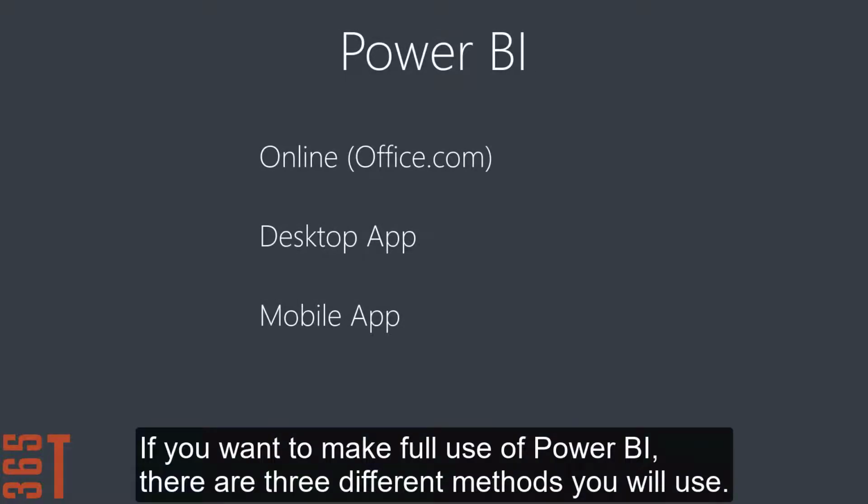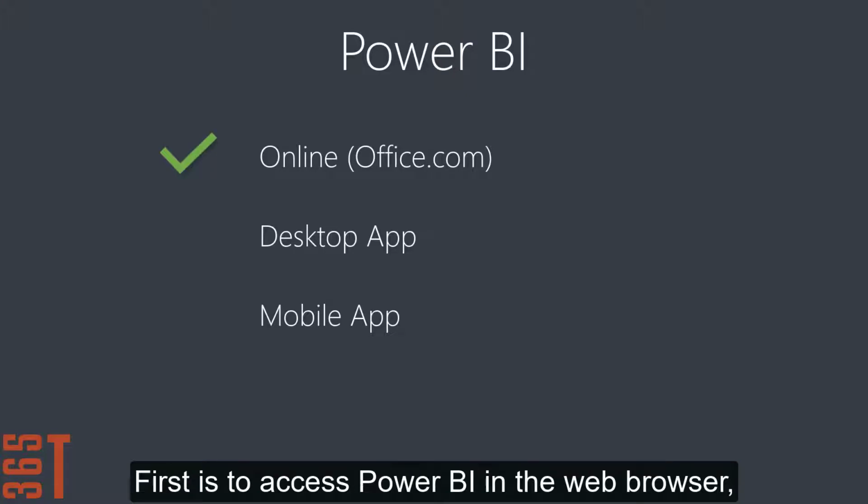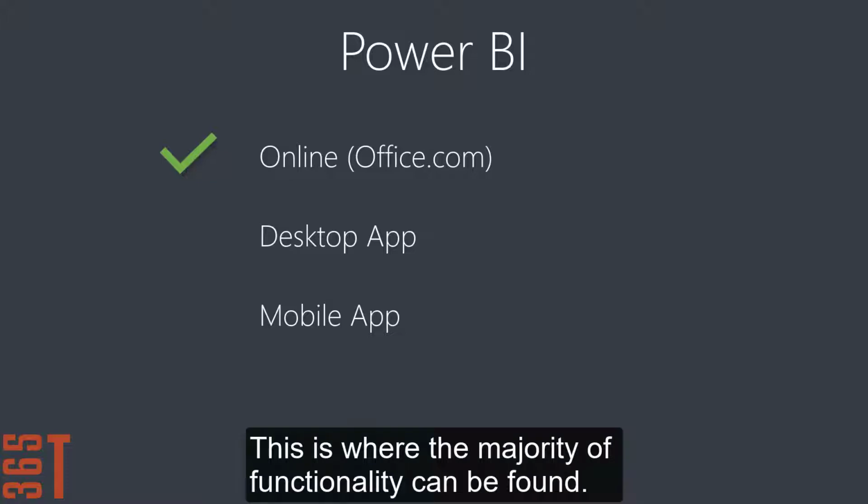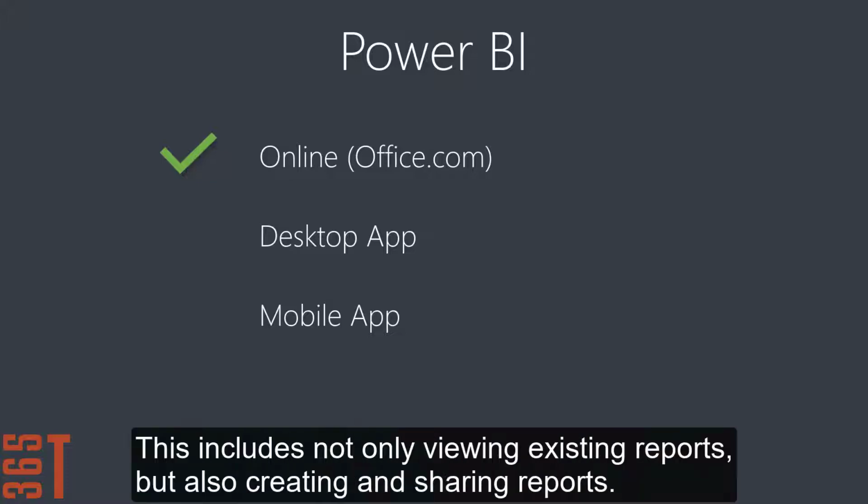If you want to make full use of Power BI, there's 3 different methods you'll use. The first is to access Power BI in the web browser by going to office.com. This is where the majority of functionality can be found. This includes not only viewing existing reports, but also creating and sharing reports.